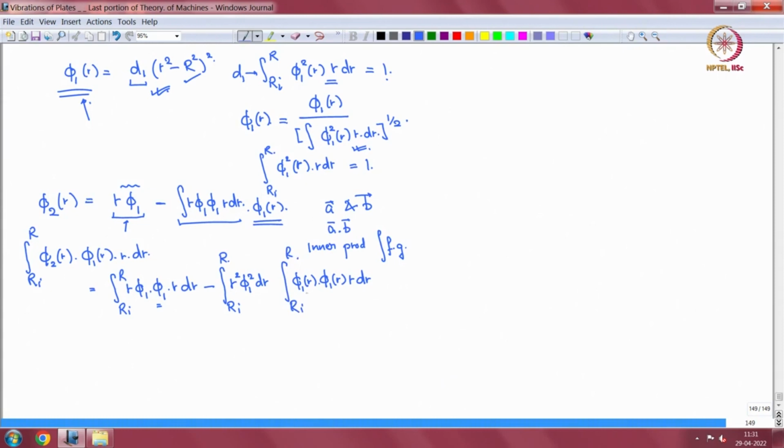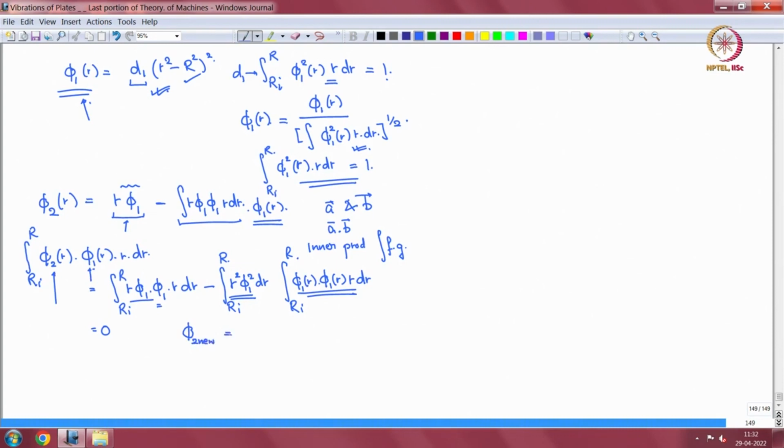But this is phi 1 square r dr, which is 1. So this is 1, and this is r square phi 1 square subtracted, so this is 0, which means phi 2 and phi 1 are orthogonal to each other. Then what do you do? You compute the new phi 2.